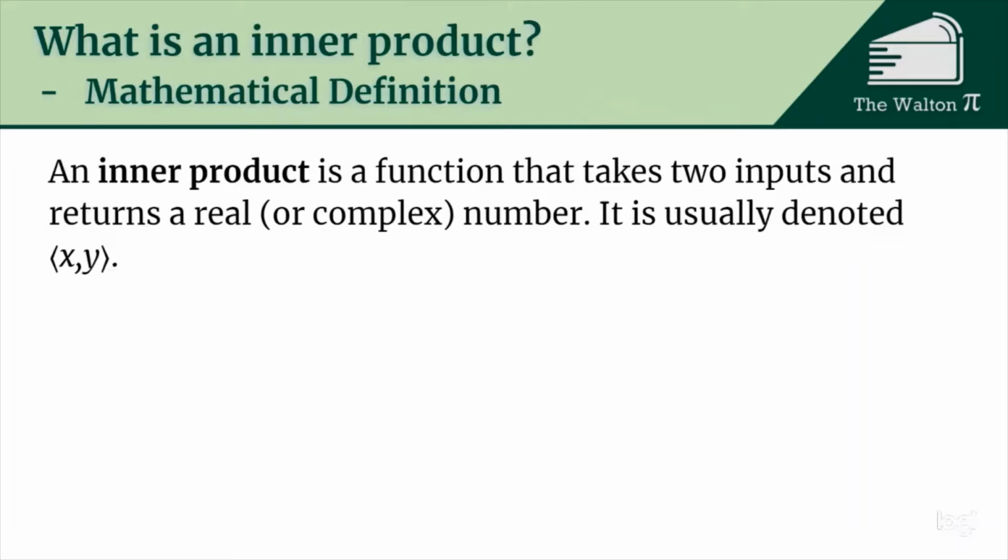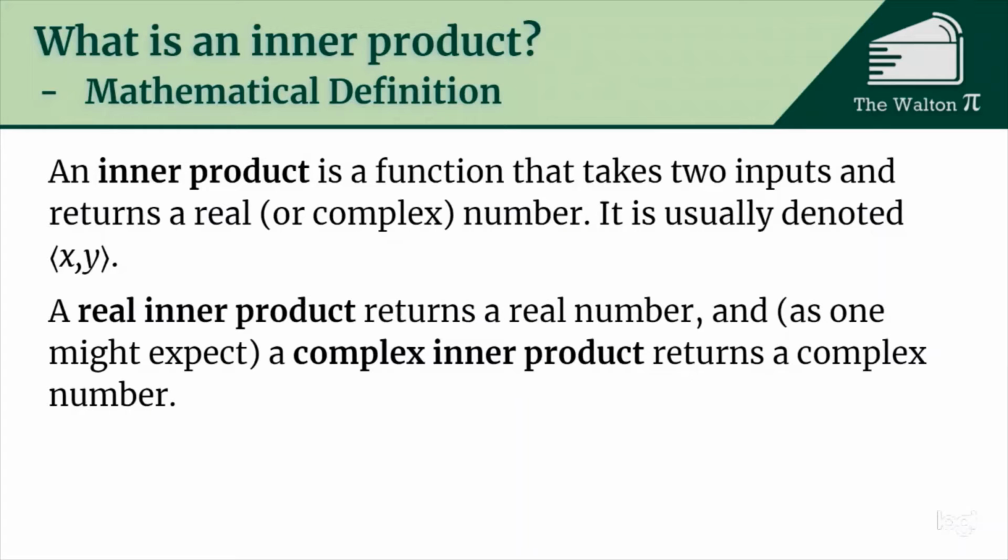Okay, so an inner product is a very special type of a function that's going to take two inputs and then either return a real number or a complex number. And it is usually written like so, angle x comma y and then an angle going the other direction. So a real inner product is a function that's going to be returning a real number, and as we might expect, a complex inner product will be returning a complex number.